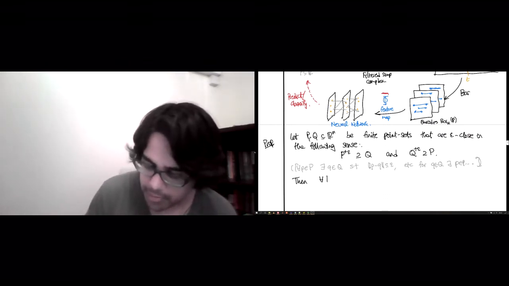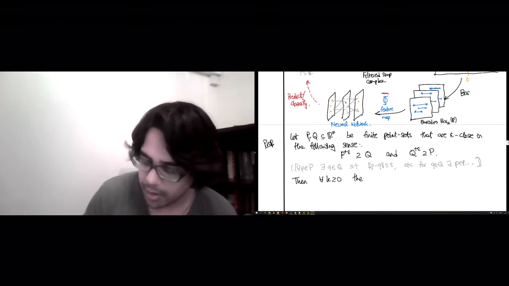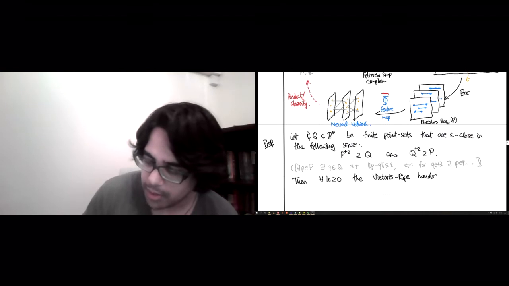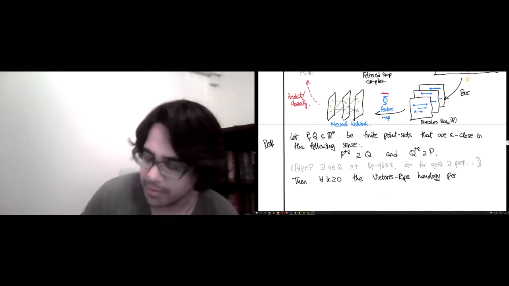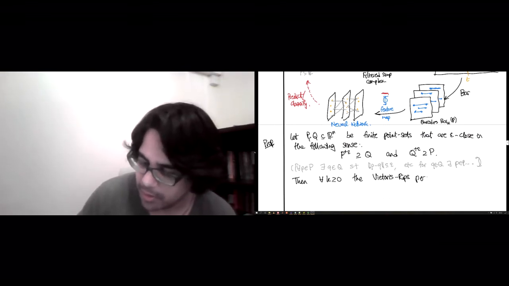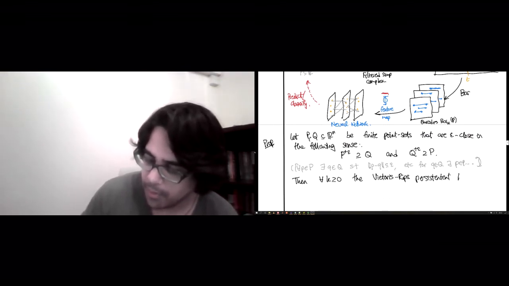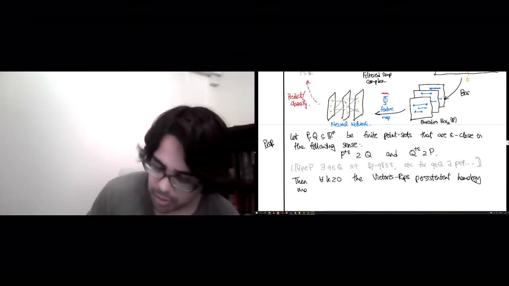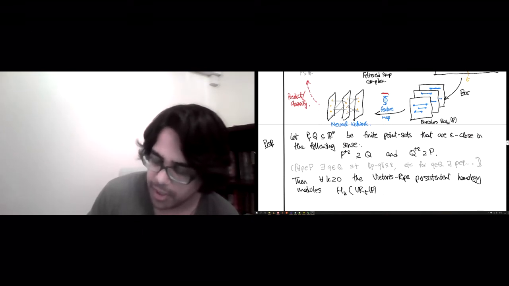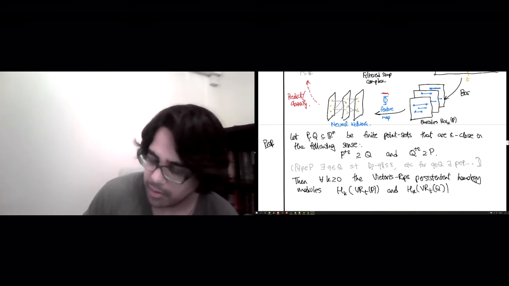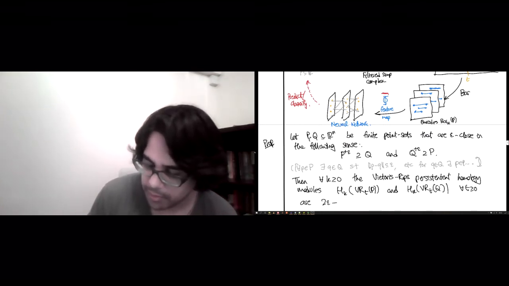Then for every homological dimension k greater than 0, the Vietoris-Rips persistent homology modules, let's write them as H_k VR_t of P and H_k VR_t of Q, which are of course defined for all t greater than 0, are 2 epsilon interleaved.